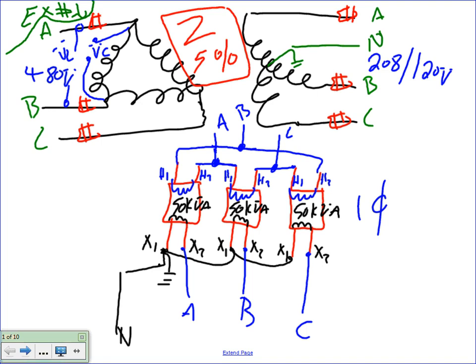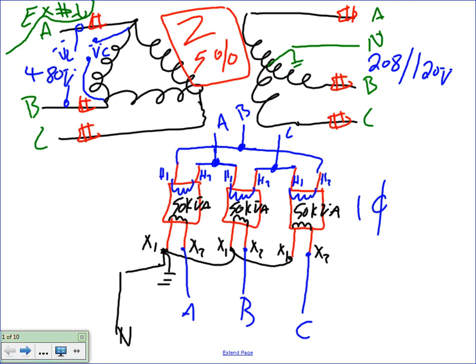Everybody can see how they did the Y. You took one side of every transformer, almost always X1, and you tie them to Mother Earth here, and you tie them directly to N. That becomes the conductor for neutral. The three other phases will be from X2 of every transformer, phase A, phase B, phase C. That's the secondary.